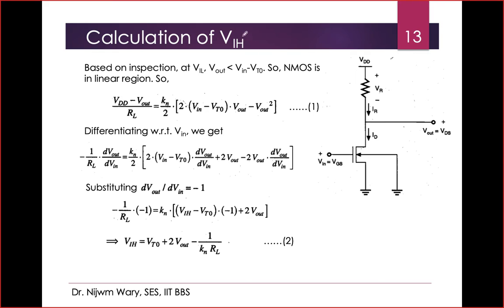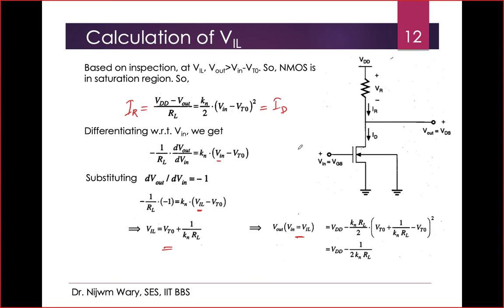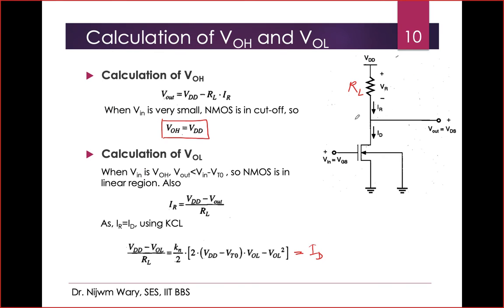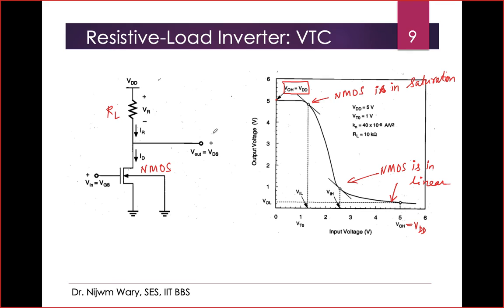Again, to find the VIH, we'll follow the same steps. We'll write the current equation for this resistance, which is VDD minus VDS by RL, and then equate it with the current equation of the NMOS. As I mentioned, in this region the MOS is in linear region, because the input is very high, whereas the output has become very low. So based on inspection, this MOS is in linear region, and I need to write the linear region equation for it.